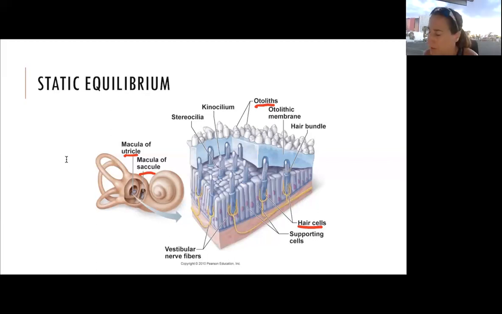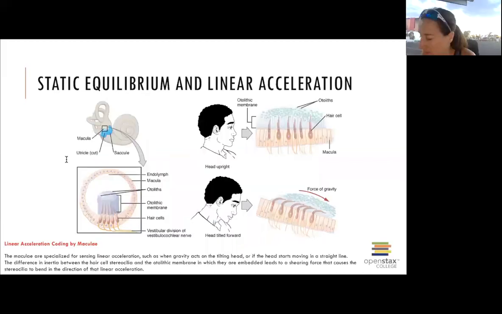So static equilibrium, you're just sitting here. And then what if I duck my head real fast? If I duck my head real fast, I'd look like this guy. So the force of gravity is going to move those crystals stuck in that jelly-like substance. It's going to move the statoconia down, and that's going to trigger the hair cells and let my body know that my head moved down. Or maybe I move my head back like this. It'd be the same but opposite movement, right? But it's the purpose of the hair cells to do this.